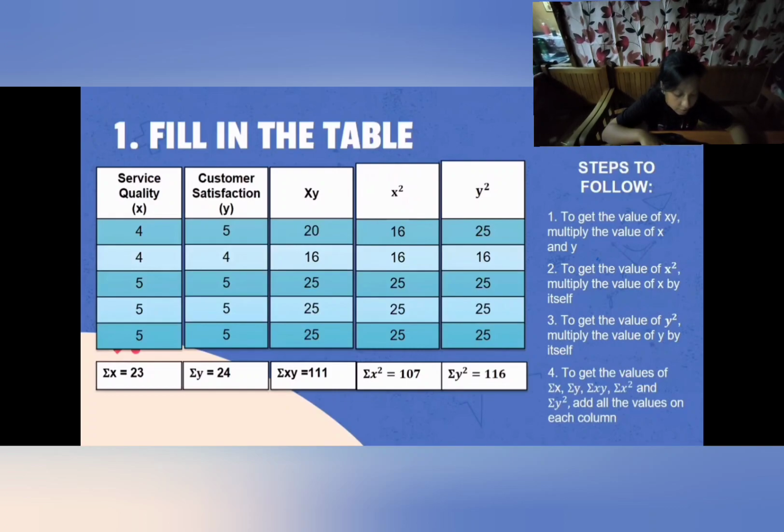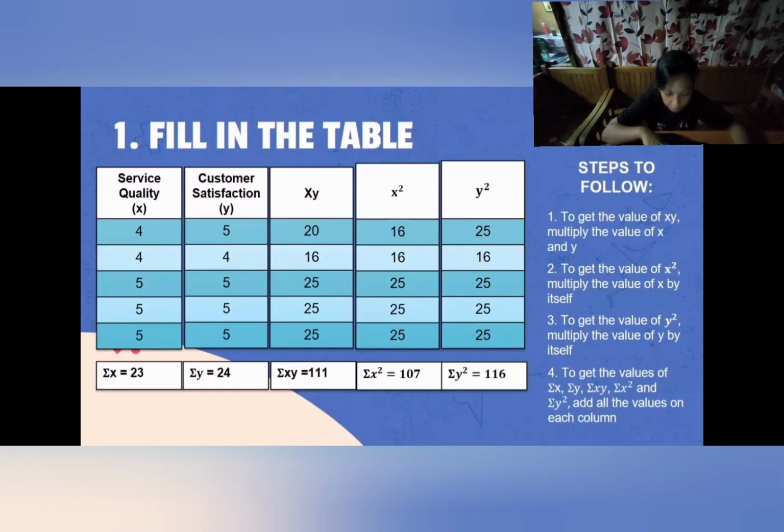Next, to get the value of X squared, multiply the value of X by itself. First, 4 times 4, 16. 4 times 4, 16. 5 times 5, 25. 5 times 5, 25. And 5 times 5, that is 25. That could be the next step.